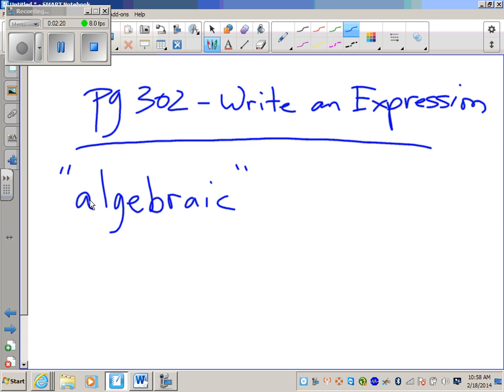So very similar to that is how you're going to attack these problems for today. When you look at the entire phrase, it can be a little intimidating. But if you separate it, if you break it down, if you take a look at it word by word, it's really not that bad.